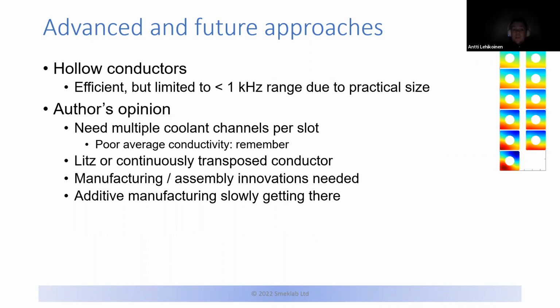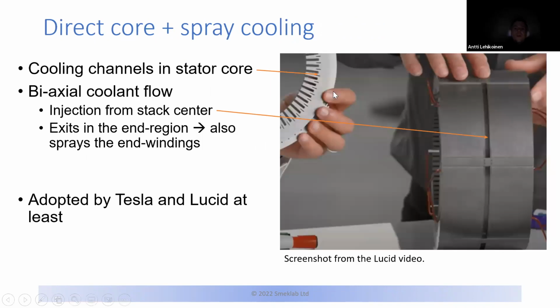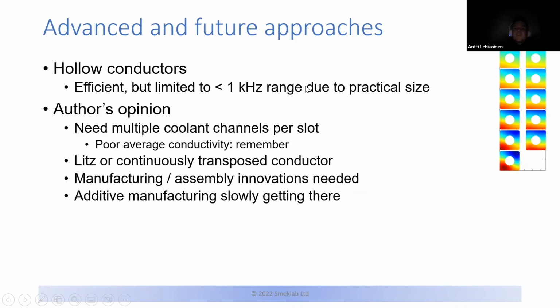So in my opinion, what we do need is a modification of either this flooded or submerged cooling or this one here, but we need to have those cooling channels running directly inside the slots of the machine. And we need to have several of those, at least 3, probably like half a dozen, tens, stuff like that.